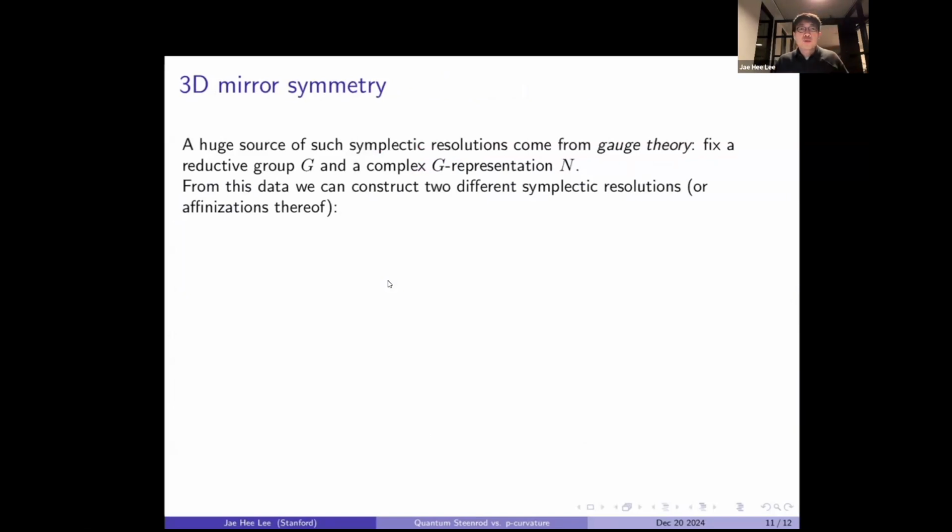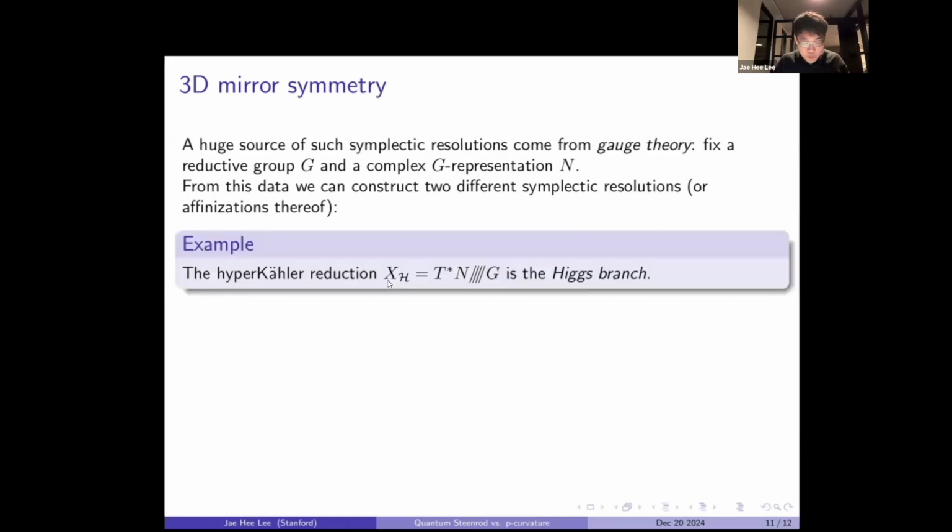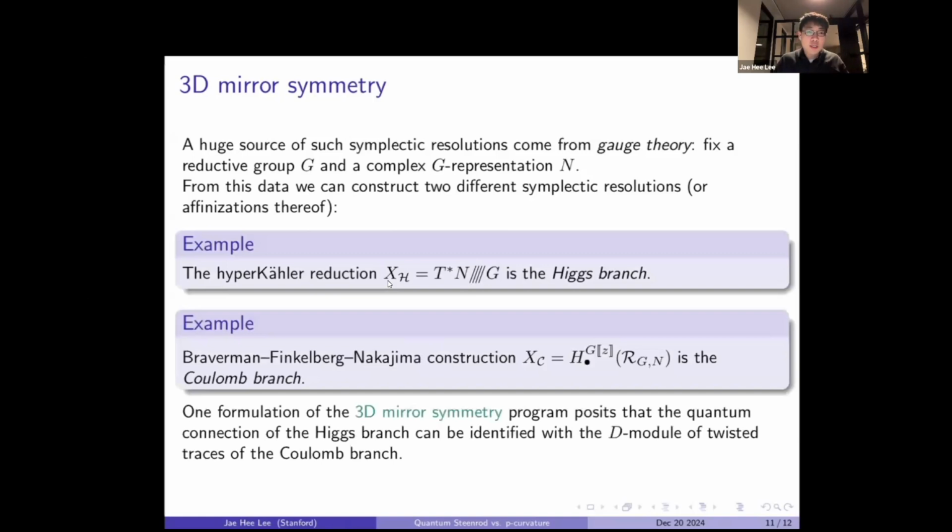And if you're given a group G and a complex representation of G, then from this pair of data, the group and the representation, you can construct two symplectic resolutions that are expected to be duals to each other. So one is called the Higgs branch and the other is called the Coulomb branch. And the 3D mirror symmetry conjecture says, one formulation of it says, that the quantum connection, or this equivariant quantum D-module, of the Higgs branch side is isomorphic to a certain D-module that you can associate to the Coulomb branch, something called the D-module of twisted traces.